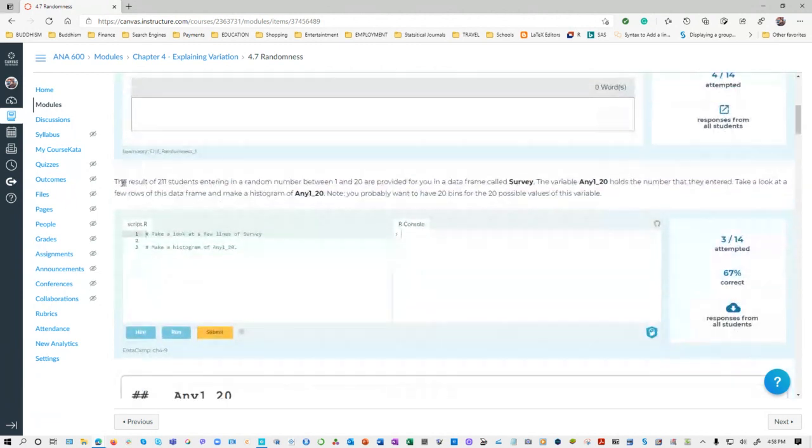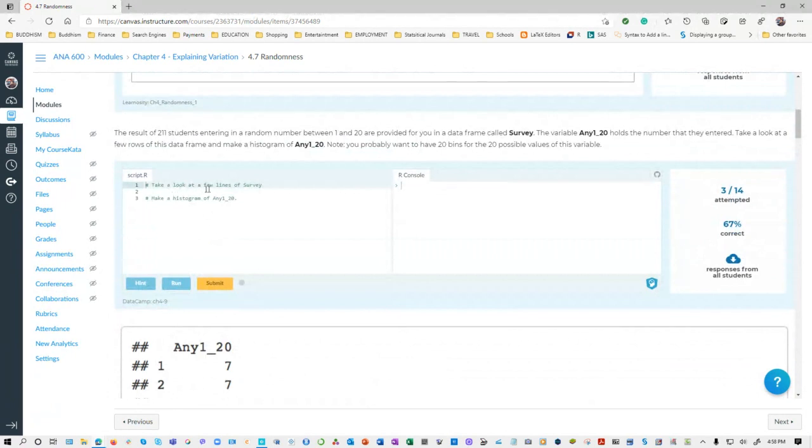But the results of 211 students entering random numbers between 1 and 20 means we have 211 random numbers provided in your data frame called survey. The variable called any number 1 to 20 holds the number that they entered. Take a look at a few rows of this data frame and make a histogram of it. Note you probably want 20 bins for the 20 possible values.